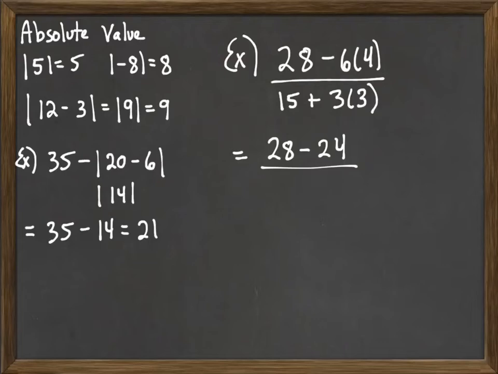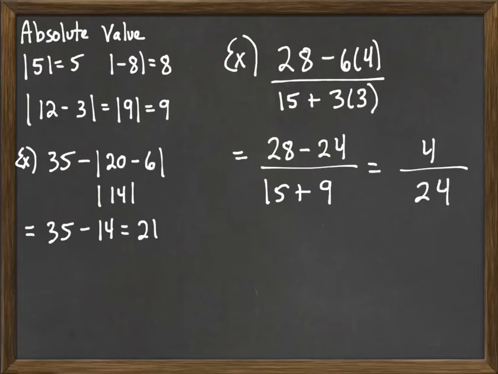So up top we have 6 times 4. We can't do the 28 minus 6. We have to do the multiplication first. 28 minus 24, and then continuing to work out the top, 28 minus 24 is just 4. And then we go to the bottom. Again, I can't add that 15 and 3. I have to first multiply 3 times 3. So that gives me 15 plus 9. And then I can finally add, 15 plus 9 is 24.